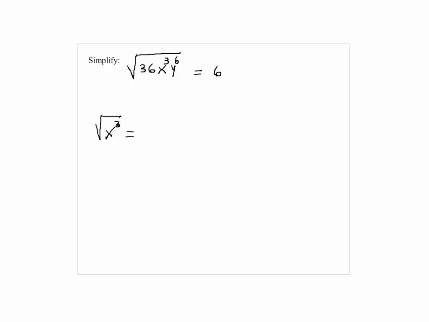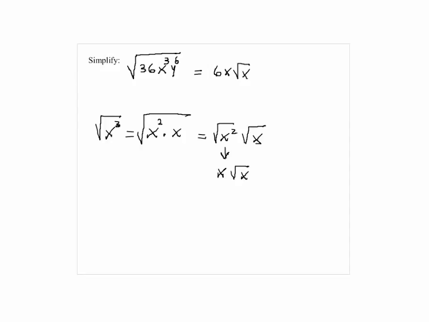X times x. Okay, so which is what? X. Okay, you have to write this as x squared times x. You have to break it down like this, right? So part of this is perfectly squared, namely this part here. So what is square root of x squared? X. Just x. So this is how you simplify this part here. So it would be x times square root of x.